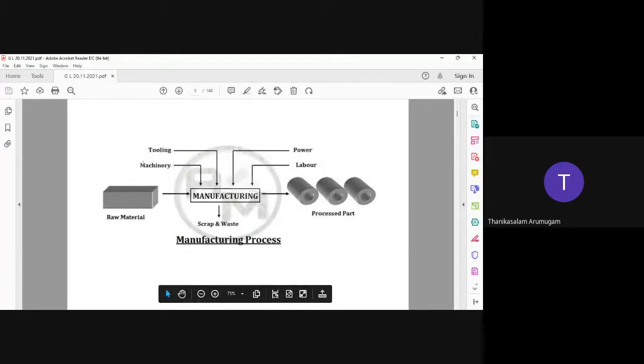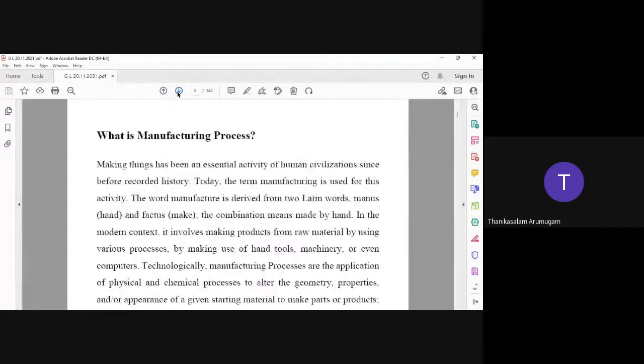Okay, we are using tooling, cutting tools, various machine tools, lathe machines, everything. You are going to study this in the coming semester also, but already you know the lathe. Okay, the labor, the technical person, we are using power supply. So after converting, we get the final product. Okay, this is manufacturing. Before that, we should know what manufacturing is.